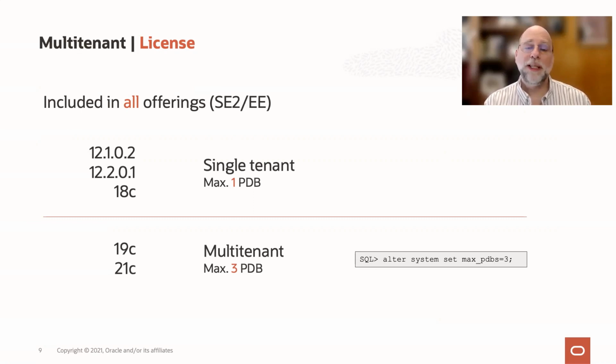So this gives you a taste of consolidation and the advantages of multi-tenant without having to pay for that extra option. Now, if you don't want to get into the multi-tenant option, which means more than 3 pluggable databases in a container, you can set this system parameter, and that way no one will mistakenly create that 4th or 5th pluggable database, not realizing that it would take them into extra license territory. Because as we'll show you, creating a pluggable database is awfully easy.